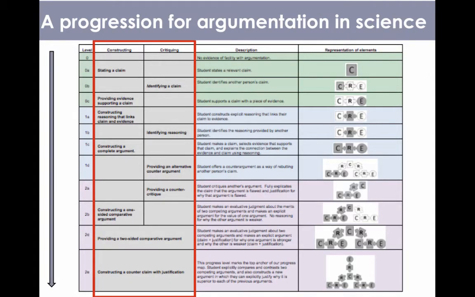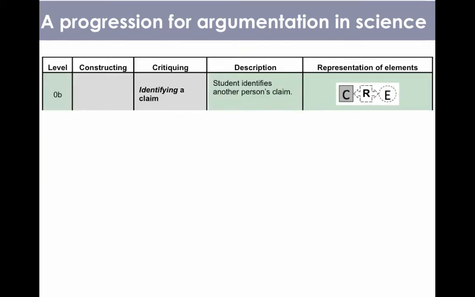The constructing and critiquing columns indicate whether the level of the progression requires students to make their own argument or find flaws in another argument. Level 0B, which requires the student to identify another person's claim, is categorized as critiquing, since in order to find flaws in an argument, it is first necessary to understand the claim the argument is making. In other words, we think of this level of the progress map as a necessary step towards critique.